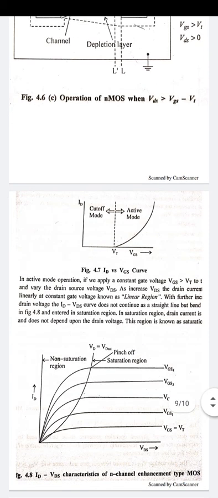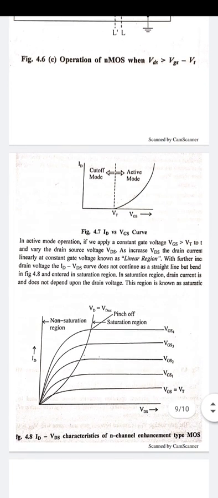In the active mode of operation, when we apply a constant gate voltage and vary the drain to source voltage, as we increase VDS the drain current increases linearly at a constant gate to source voltage, that is called the linear region. When we further increase the drain to source voltage, the IDS-VDS relation does not continue as a straight line, it bends, and enters the saturation region. In the saturation region, the drain current is saturated and does not depend on the drain to source voltage, that is called the saturation region.